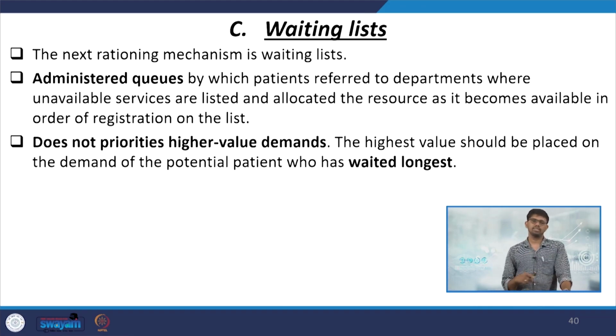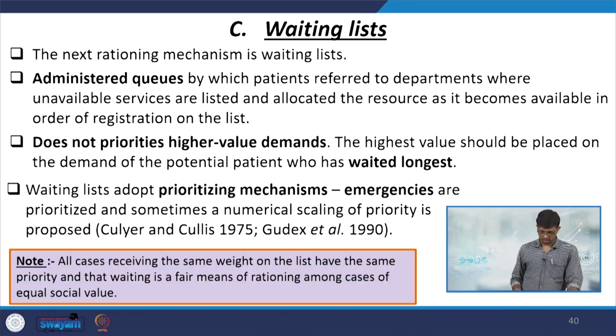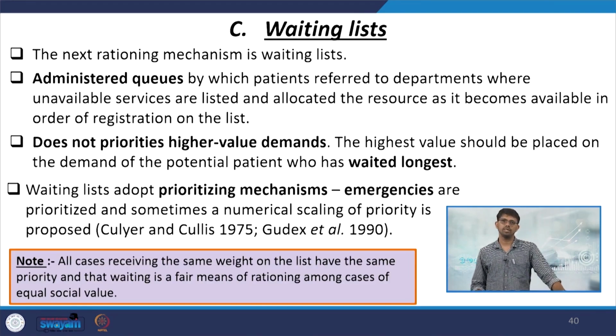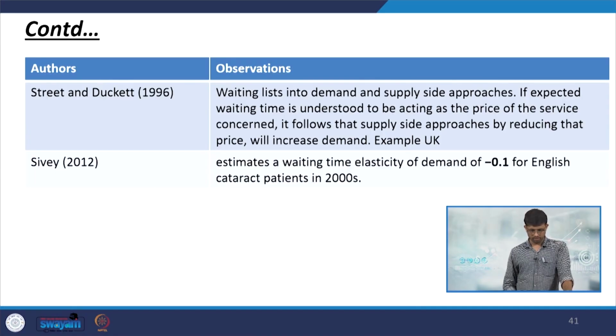The highest value should be placed on the demand of the potential patient who has waited for more time. So, it is actually not differentiating by the price, which I have already said. Waiting lists adopt a prioritizing mechanism: emergencies are prioritized, and sometimes numerical scaling of priorities is proposed, as discussed in this paper. Please note that all cases receiving the same weight on the list have the same priority, and that weighting is a fair means of rationing among cases of equal social value.